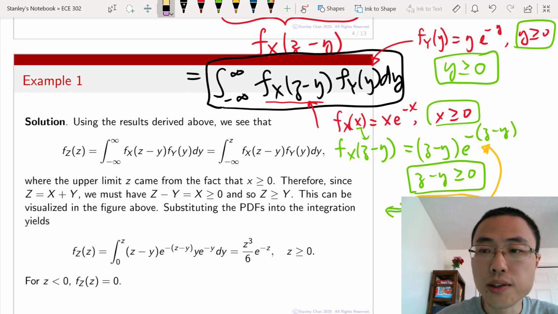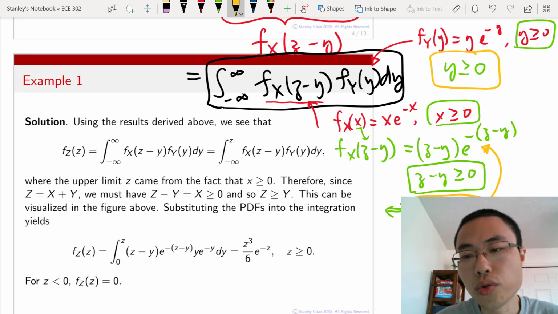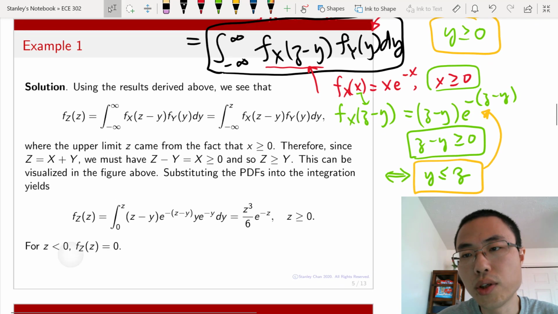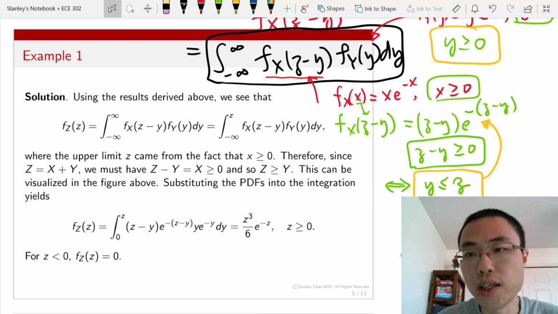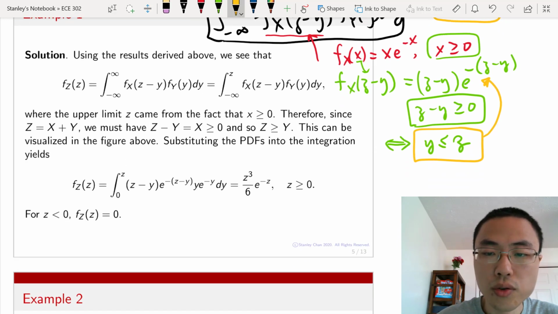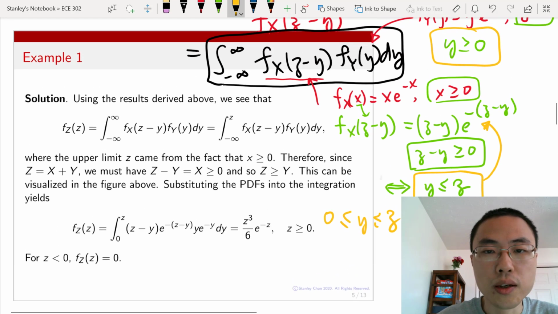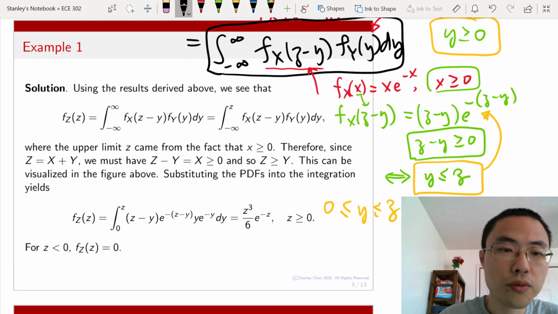So what it means is that we have this pair of constraints. The first constraint is y is less than or equal to z. The second constraint is that y is bigger than 0. So when you combine them together, what do you have? You have y that is between 0 and z. Okay, so now let's go back to this convolution.